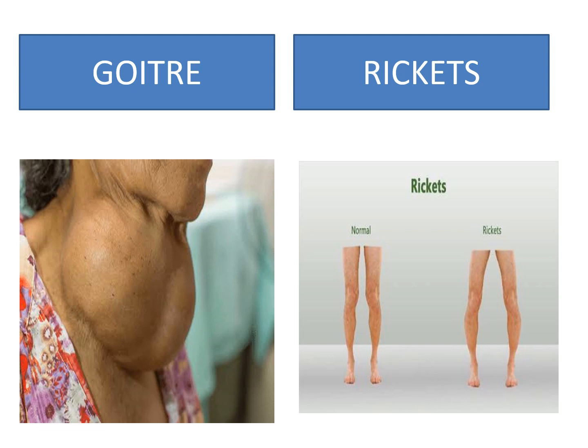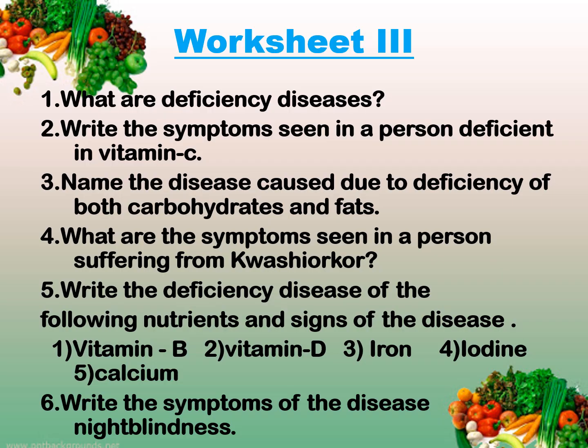Next, towards right, you can see the picture of a person who is suffering from rickets. Here you can clearly differentiate, children. These are the legs of a normal person, and the right side are the legs of a person who is suffering from rickets, means where the bones become bent and soft. Here ends the topics for the day, children.